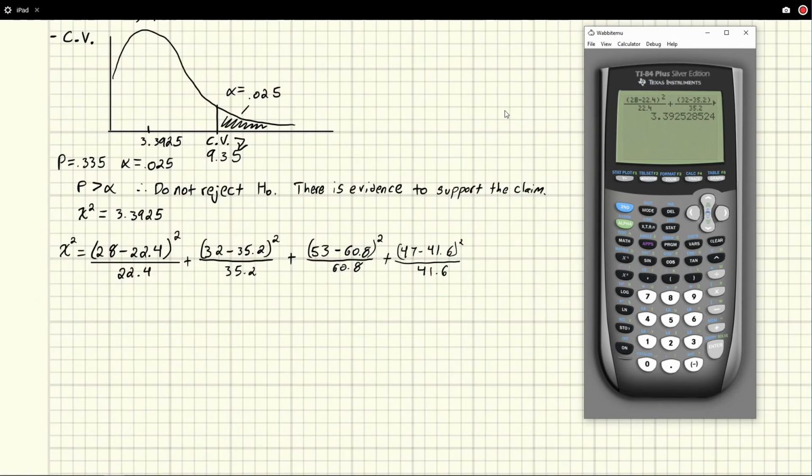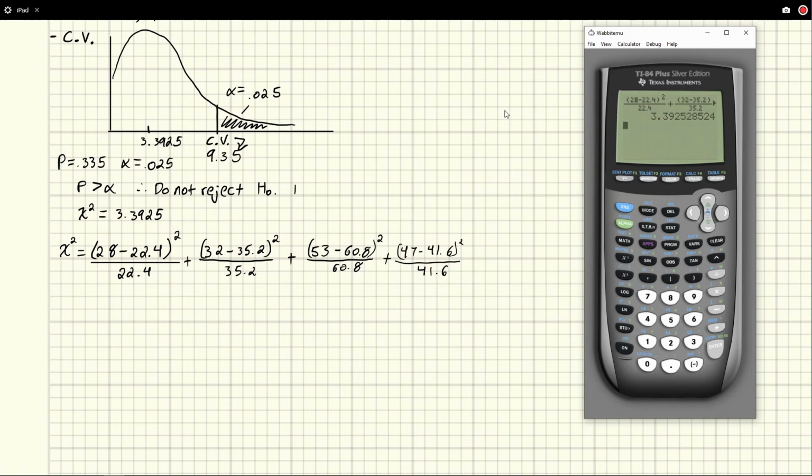I have made a mistake here on our conclusion. So I said there's enough evidence to support the claim, but I forgot that actually when the claim is H naught, you're always trying to basically reject it. Kind of like how if someone is on trial, you find them not guilty. You don't find them innocent. So here instead we would actually say that we did not produce enough evidence to find the claim wrong, to find them guilty is kind of what we're doing here.